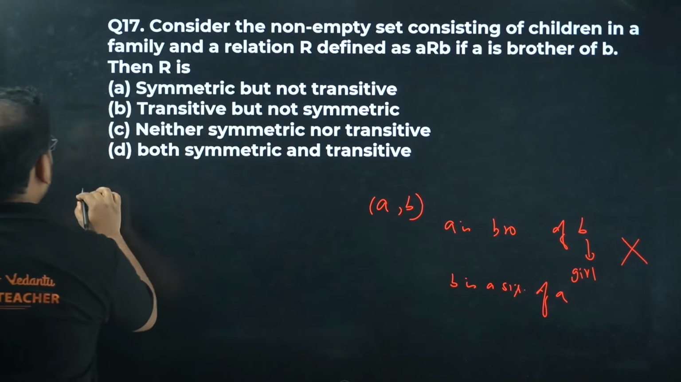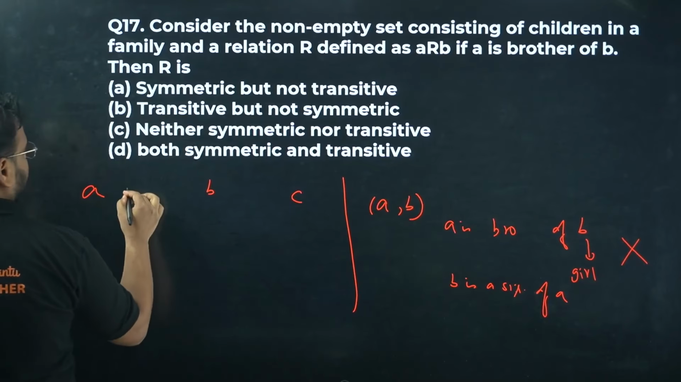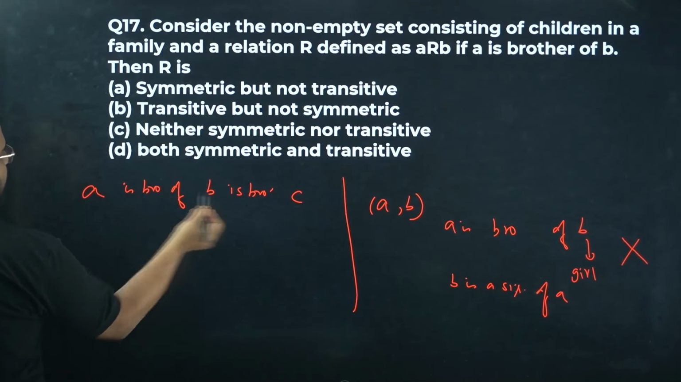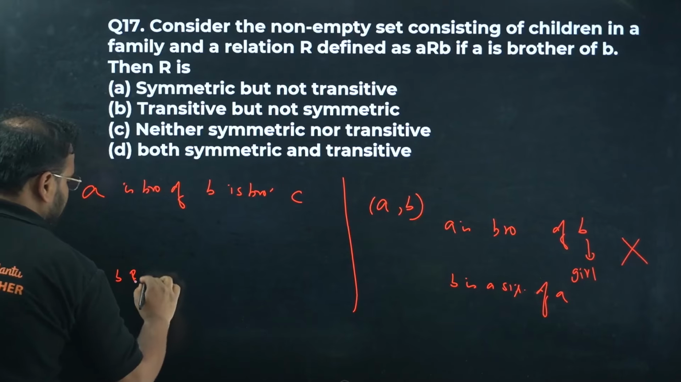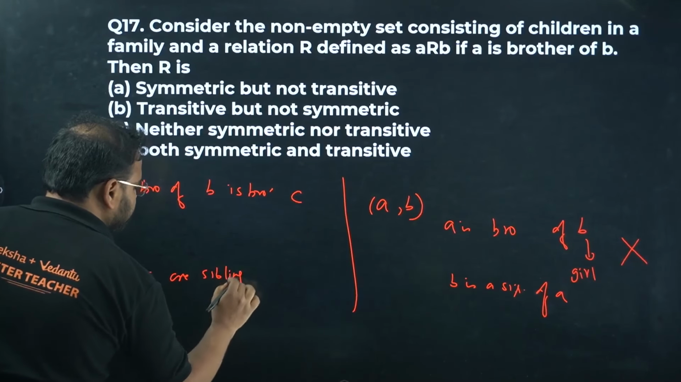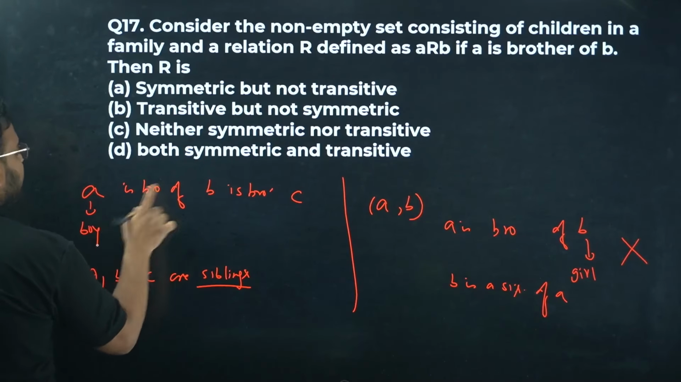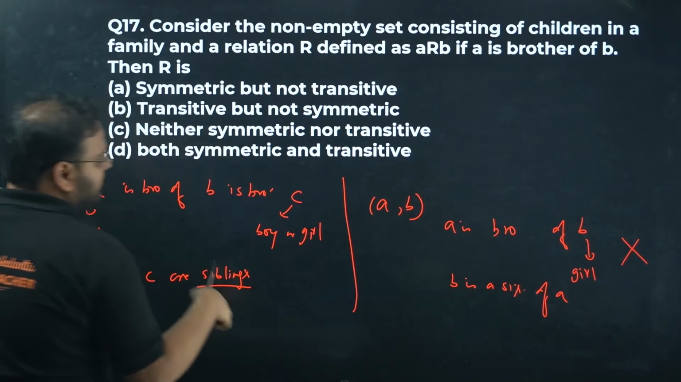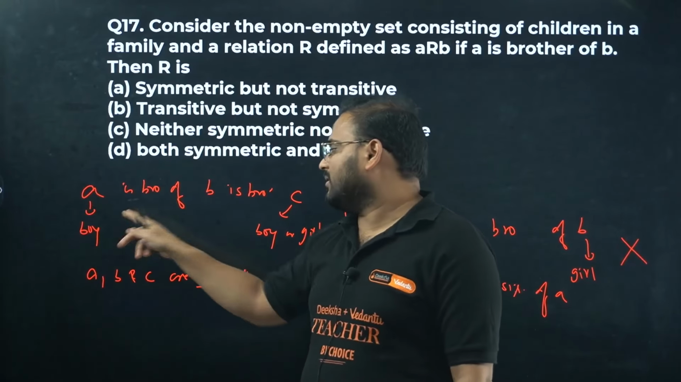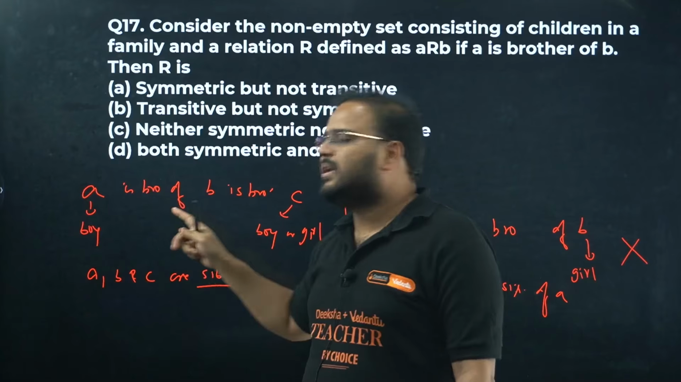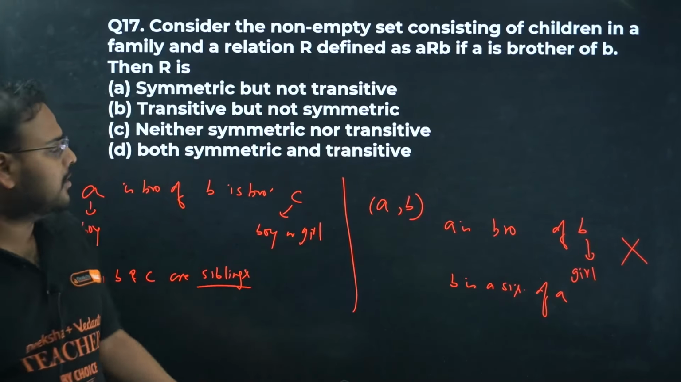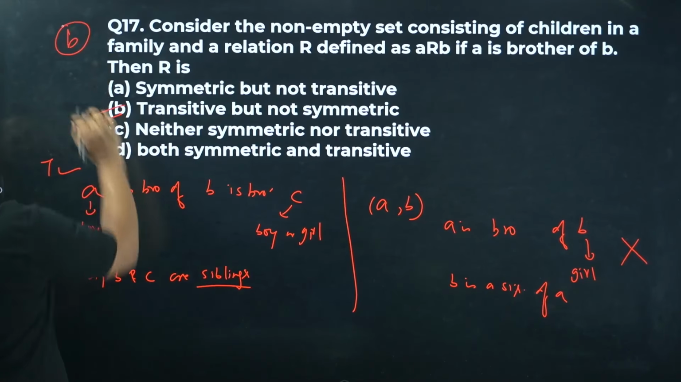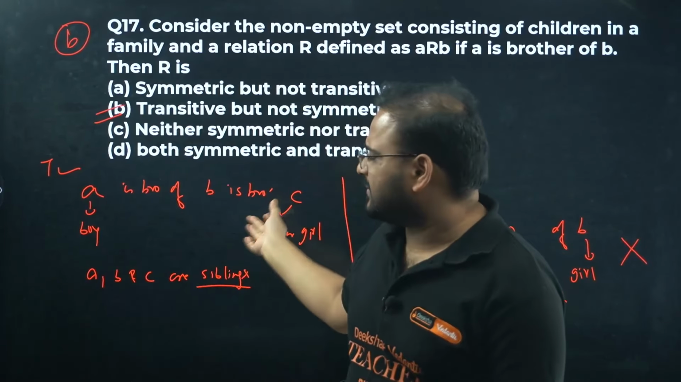What about transitive? Let's check. We'll take here a, b and c. a is brother of b. b is also brother of c. Yeah, so a, b, c are siblings. And a is a boy, because a is a brother of b, it means a is a boy. So whether c is a boy or girl, whatever it is, a will be brother of c. Sorry, a is a boy, and c is a boy or girl, it can be anything. So a will be brother of either a boy or a girl. So the answer will be transitive. Transitive will be true. Symmetric is false. Answer is B. Simple question, but you've got to apply your brain into it. Simple logic. Okay, moving on.